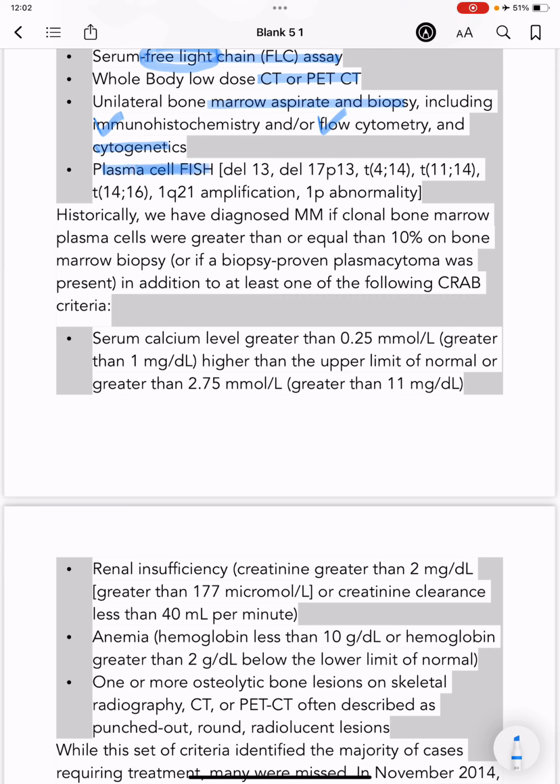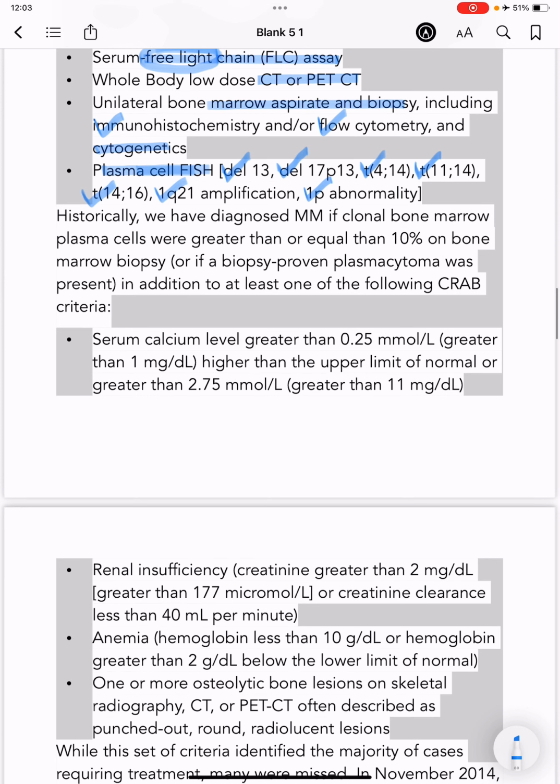This detects the chromosomal abnormalities. Here: deletion 13, deletion 17p13, t(4;14), t(11;14), t(14;16), 1q21 amplification, and 1p abnormality. So for any chromosomal abnormalities, we have to get a plasma cell FISH. Here it is deletion 13, deletion 17p13, t(4;14), t(11;14), t(14;16), 1q21 amplification, and 1p abnormality.